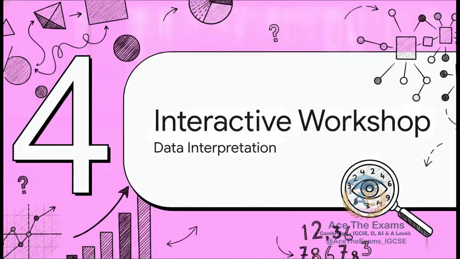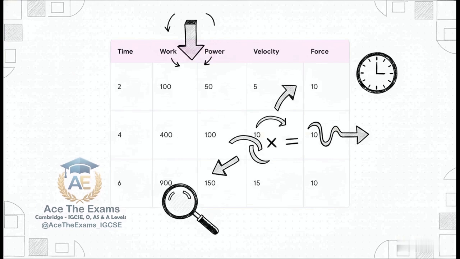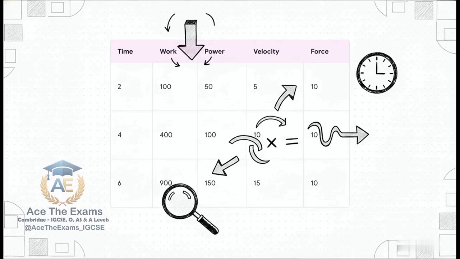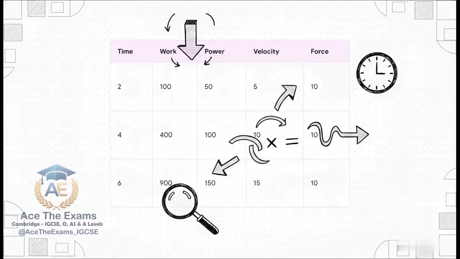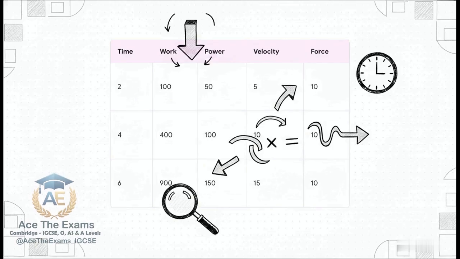Section 4. The Interactive Workshop. All right, it's time to put you on the spot and test your data interpretation skills in real time. Welcome to Challenge 1, the data scan. You're against the clock here, scanning through this data for time, work, power, velocity, and force. What is the core relationship happening here? Look closely at the progression.